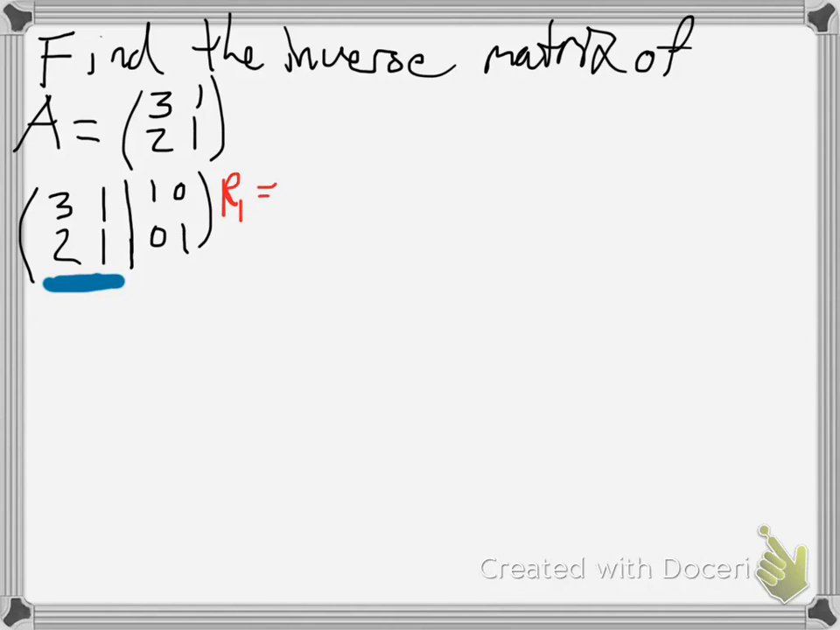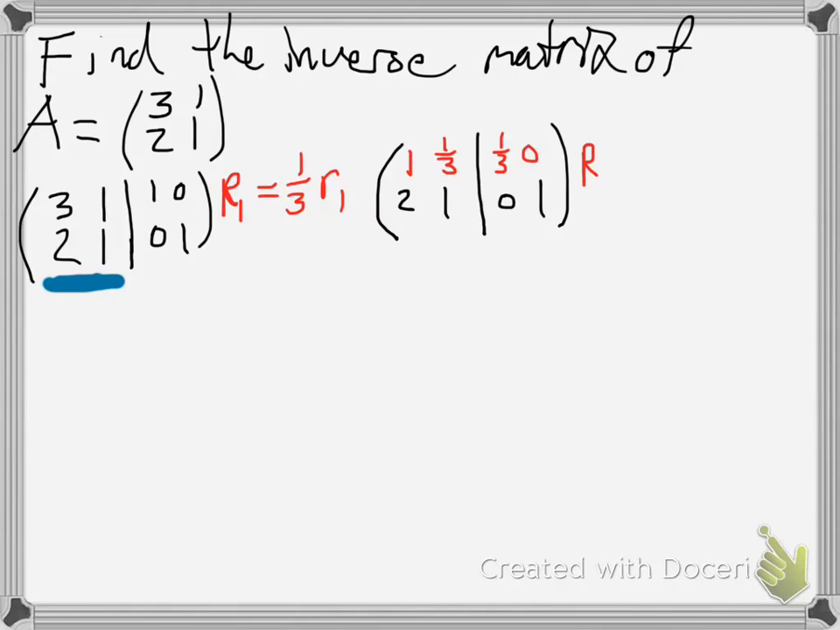Okay, so first thing is I want a leading 1 in row 1, so we're going to take a third of row 1, so everything gets multiplied by a third. I went ahead and wrote that down. In red is what's changing. So 3 times a third is 1, 1 times a third is a third, 1 times a third is a third, and 0 times a third is 0. So that's where that top row comes from. We didn't do anything to the bottom row, so it is as is.